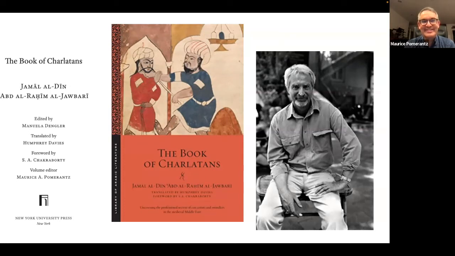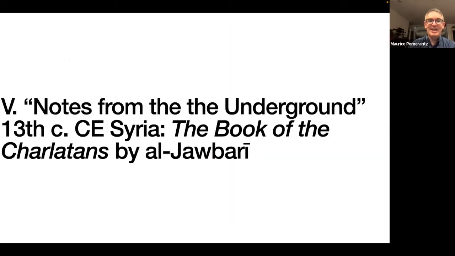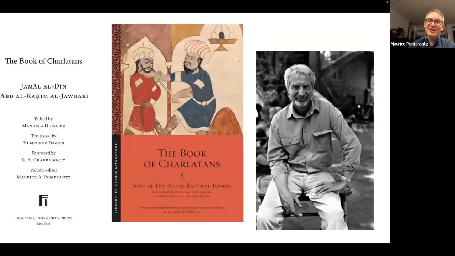The Book of the Charlatans is really a trip into the underground. I call it Notes from the Underground. Al-Jobari was himself a charlatan. The translator that I worked with, and I was the volume editor. That meant that in this case, I worked with the person who had edited the text, who had taken the manuscripts of this work, and also the translator, who I spent around half a year with in Abu Dhabi, working every week. He'd come with his translations.